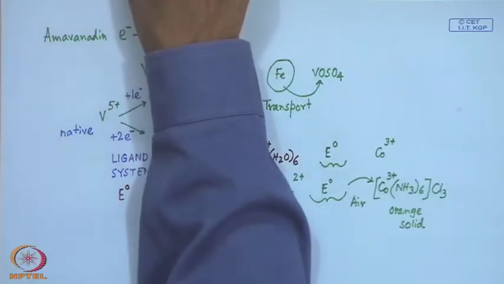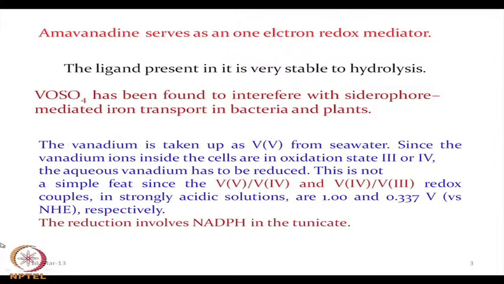The reduced form of the metal ion can be stabilized in that particular ligand environment, and that can be stored nicely. So, if we consider only the vanadium aqueous ion, like our cobalt system, the reduction from vanadium 5 to vanadium 4 and vanadium 4 to vanadium 3 is not so easy, because in strongly acidic medium at very low pH values, say pH 1 or 2, the redox couples for these corresponding reduction reactions are 1.00 and 0.337 volt versus normal hydrogen electrode. So, these potentials are pretty positive.